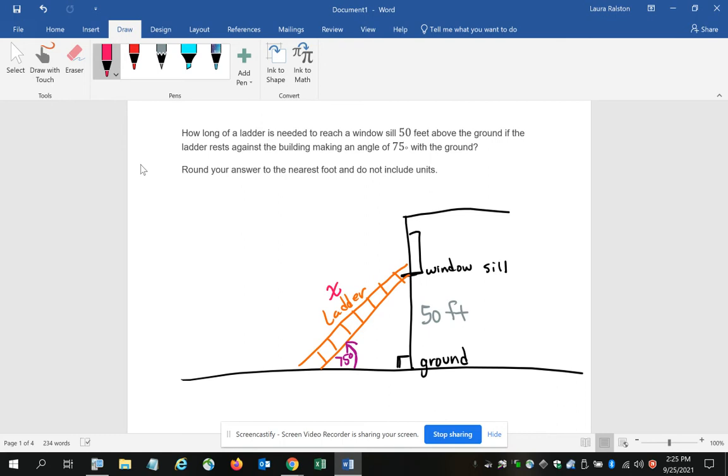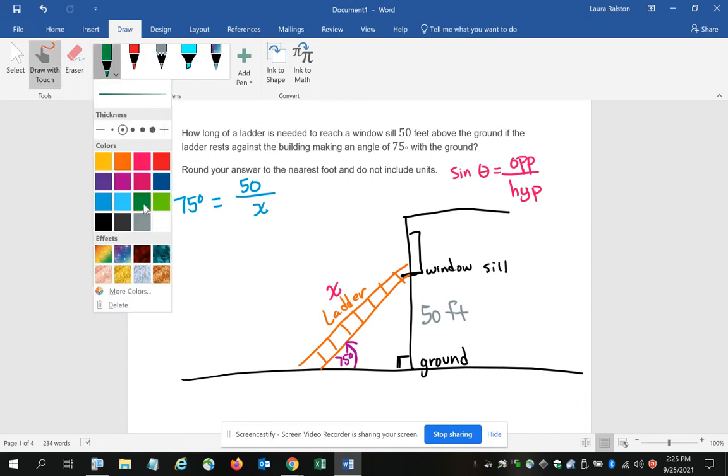So then again, I've got to decide, should I use sine, cosine, or tangent? With respect to the angle of 75 degrees, I know the opposite side, and I'm looking for the hypotenuse. So opposite and hypotenuse hopefully makes you think of sine. Sine is opposite over hypotenuse. So I'm going to use that formula and plug in. The sine of 75 degrees is the opposite over the hypotenuse, which is the value that I'm looking for.